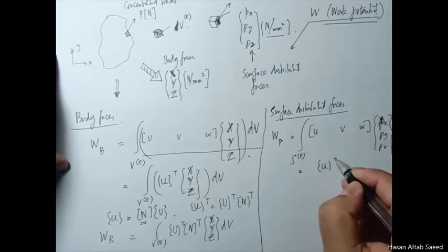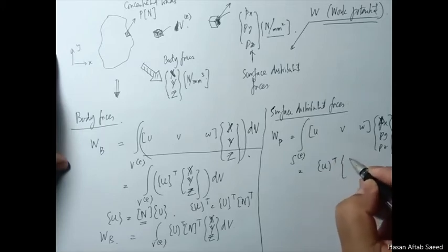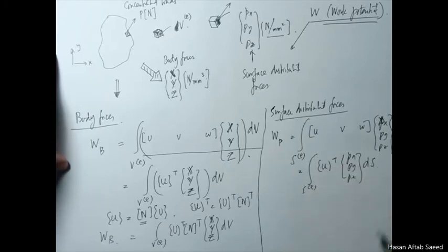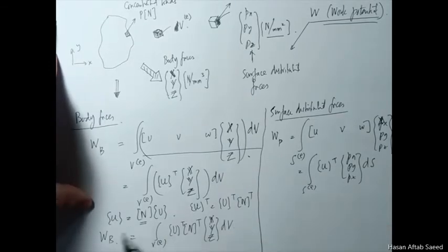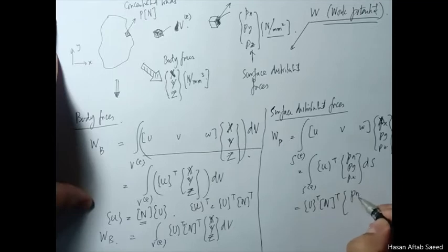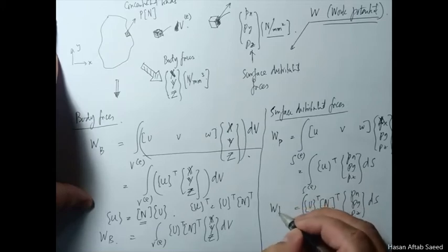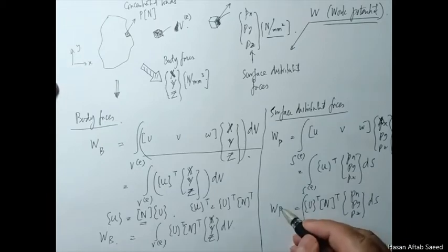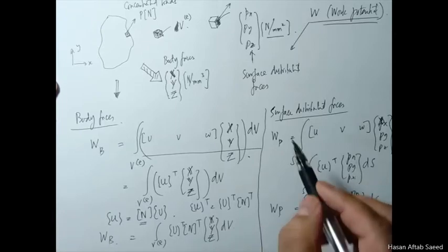Similarly, we can write this with the displacement vector, and using the same thinking, we can replace it by the N matrix times the nodal displacement. This is the contribution of the pressure, or the distributed surface forces, in creating this work potential.